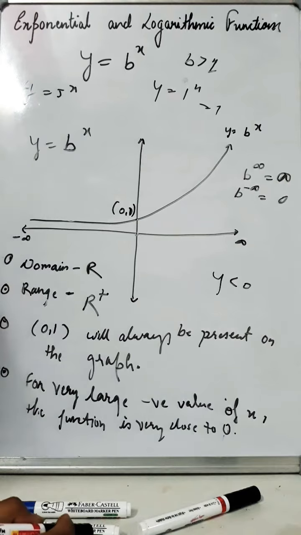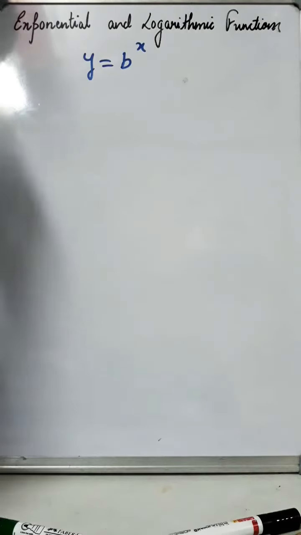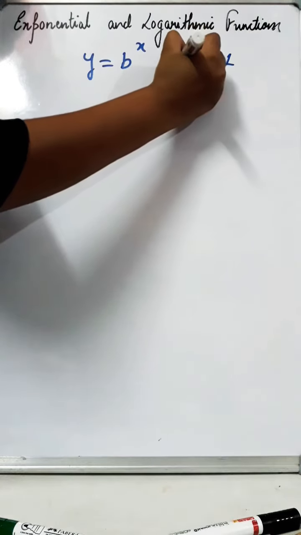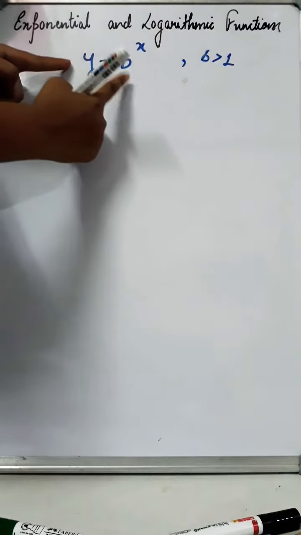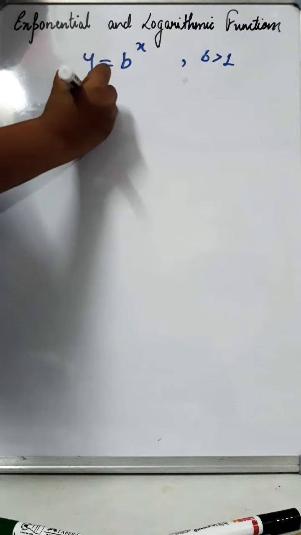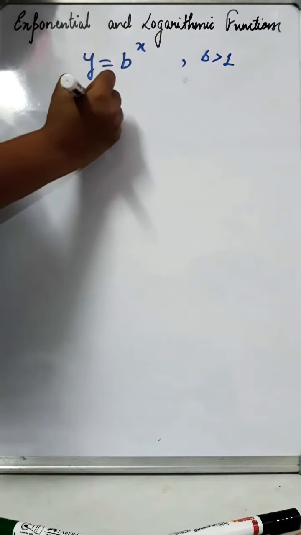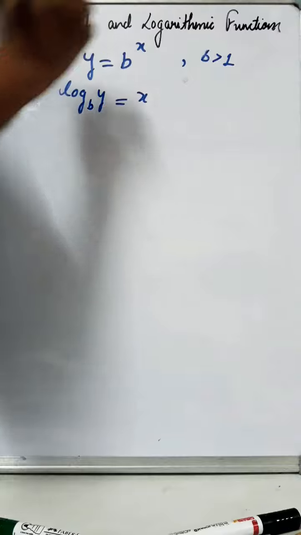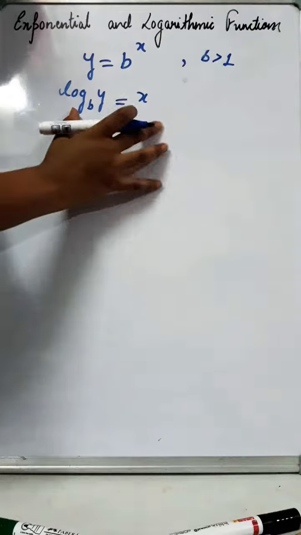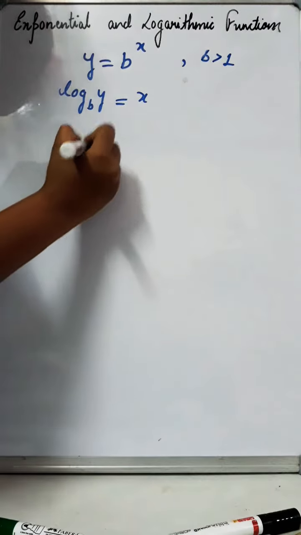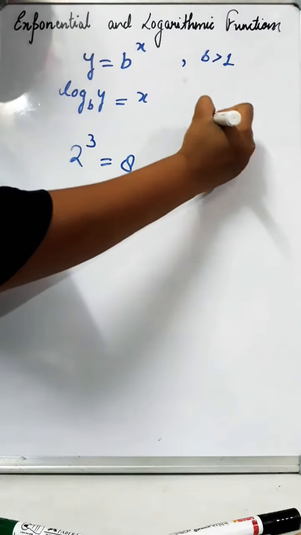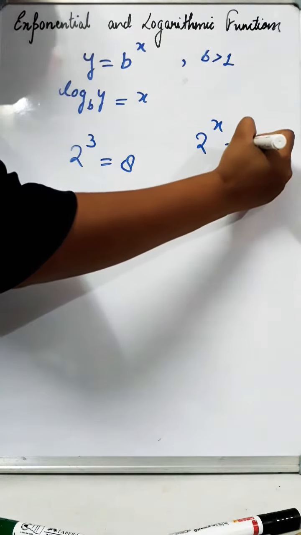So these are some properties of the exponential function. We had y is equal to b to the power x, where b is always greater than 1. Now this exponential function can be represented in the log form as log of y to the base b is equal to x. This is how the exponential function is represented in the log format. See, with an example we will try to understand this. You know, 2 to the power 3 is 8, right? Means 2 to the power x is some y.